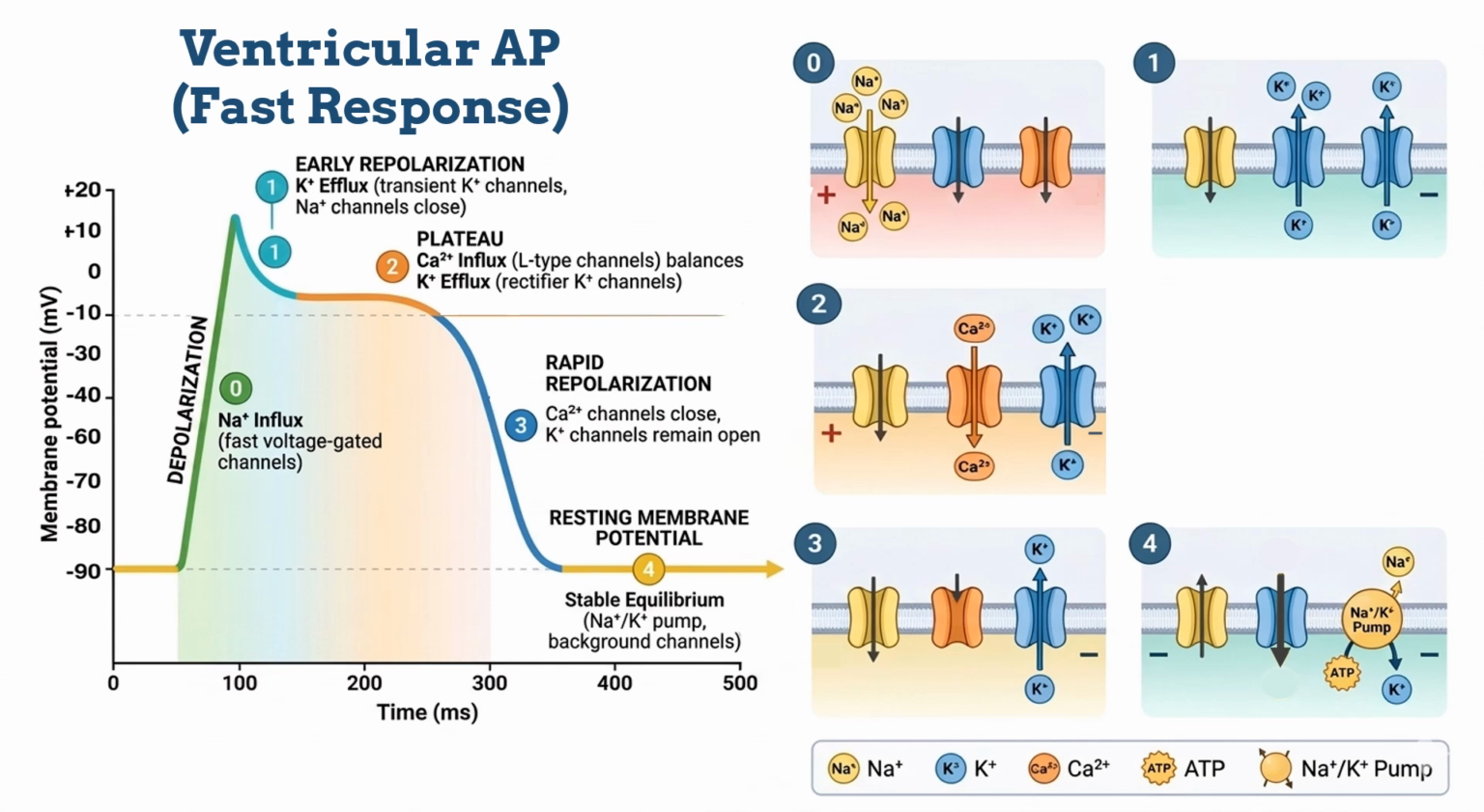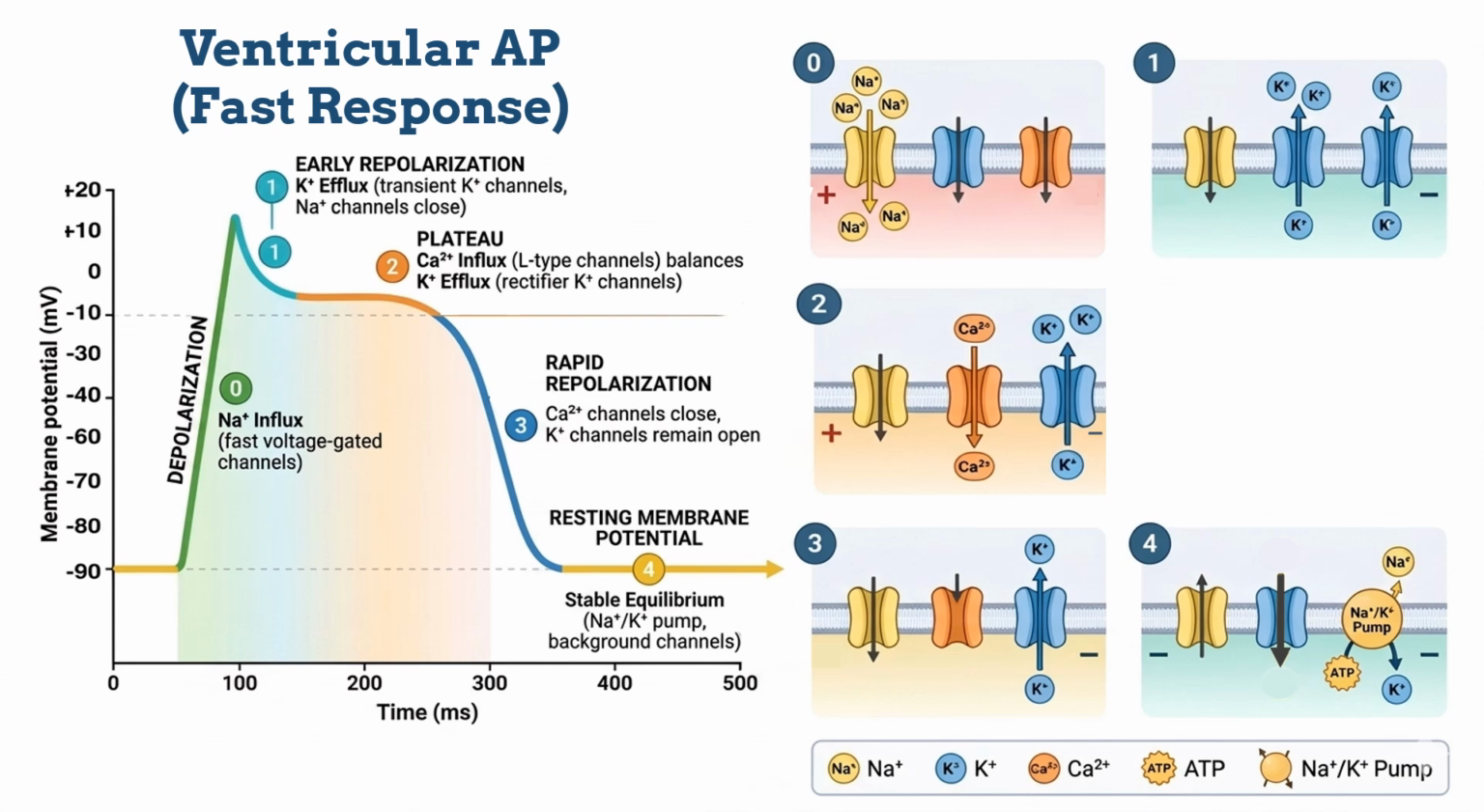It begins with phase 0, where a stimulus opens fast voltage-gated sodium channels, causing a rapid influx of sodium ions and a sharp depolarization of the membrane potential toward a positive value. This is followed by phase 1, a brief period of initial repolarization. During this phase, sodium channels inactivate and transient outward potassium channels open, allowing a small efflux of potassium ions.